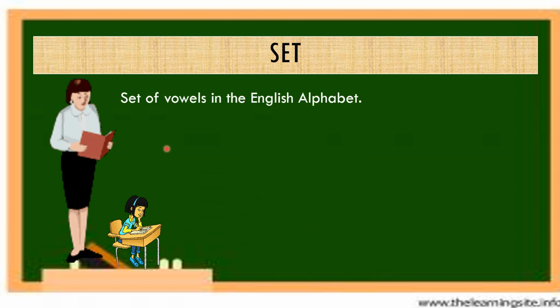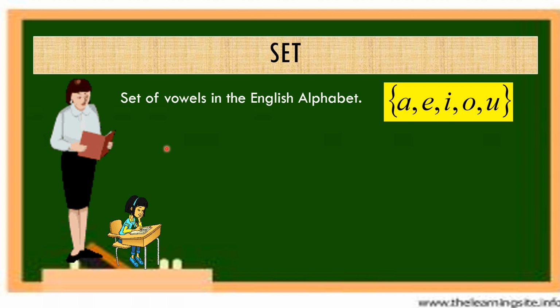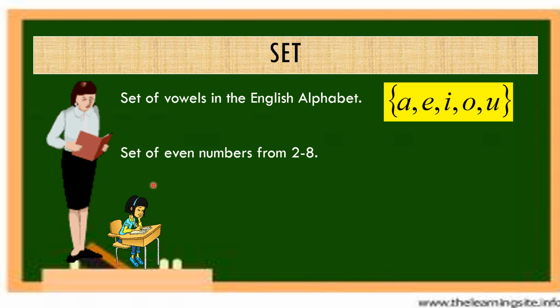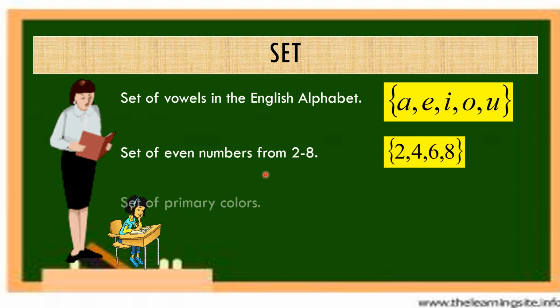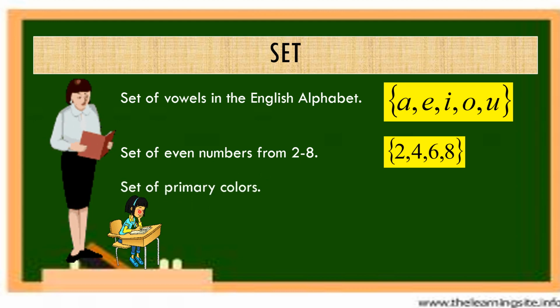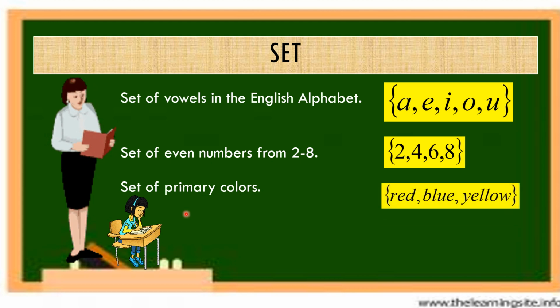We have the set of vowels in the English alphabet. What are the vowels in the English alphabet? We have the letters A, E, I, O, and U. So how about the set of even numbers from 2 to 8? The set of even numbers from 2 to 8 are 2, 4, 6, and 8. How about the set of primary colors? What are the primary colors? We have the red, the blue, and yellow.